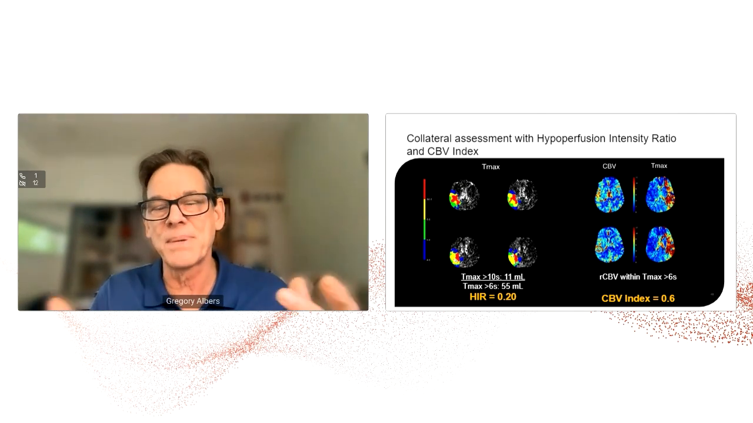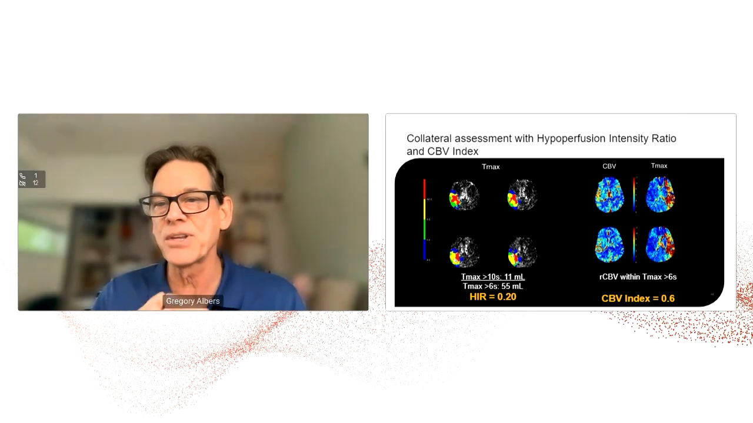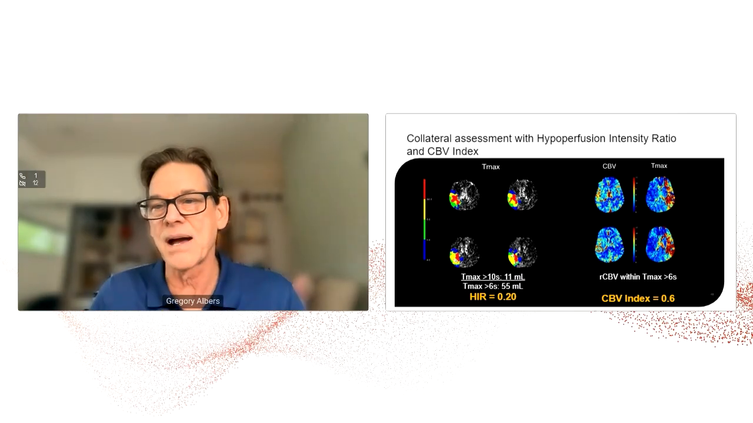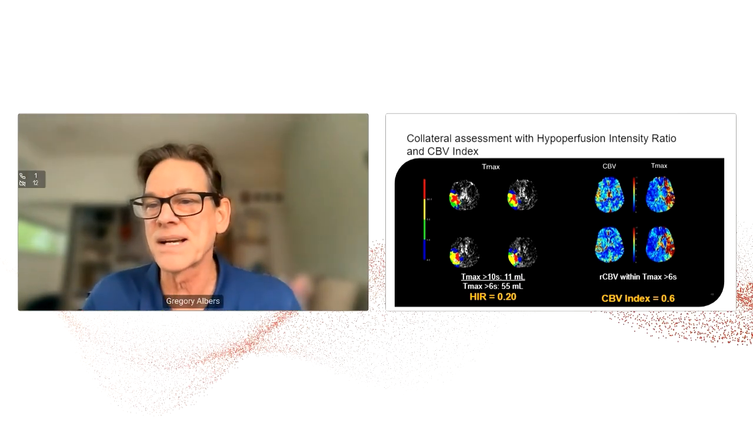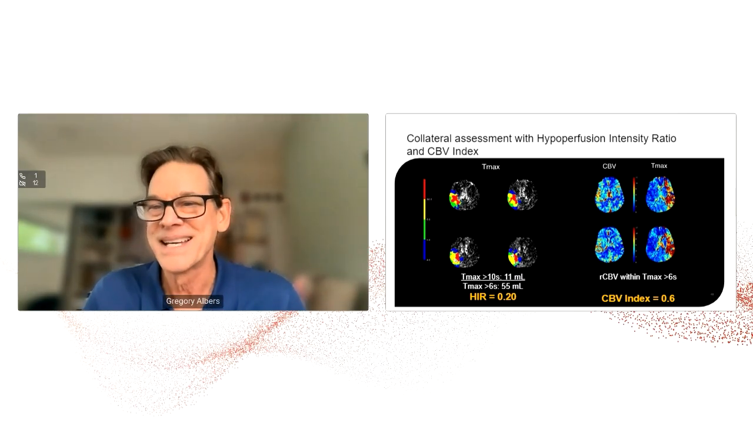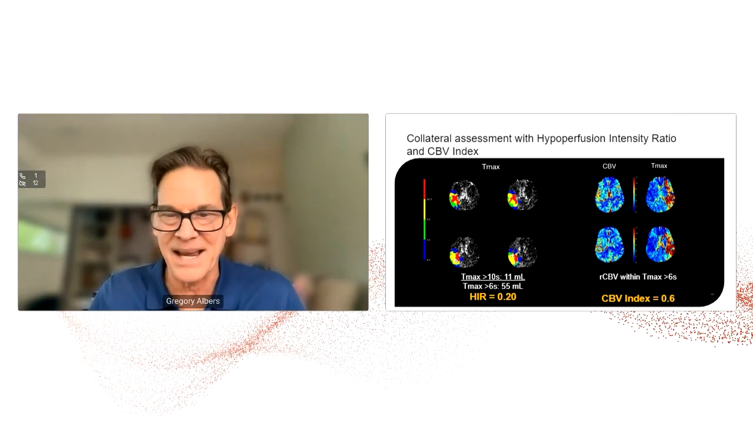So the combination of looking at how well the brain has been able to maintain volume of blood into the ischemic area, which is the CBV index, along with the HIR, gives you a very comprehensive feel for what the collateral circulation is, and it can make an accurate prediction of how much that stroke is going to grow when you transfer the patient over several hours to get to Anchorage.